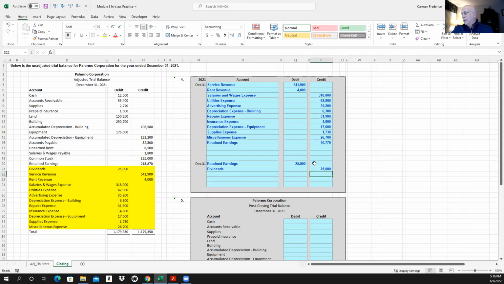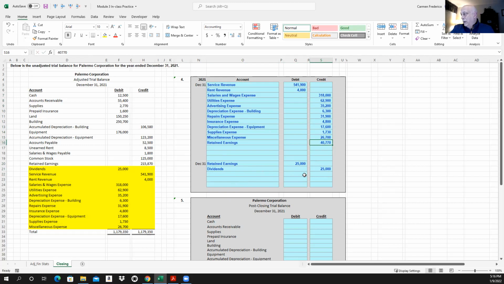So there are our two journal entries. The first one is to close out our revenues and expenses to retained earnings. And the next one is to close out our dividends to retained earnings. Okay, so we see our two entries that we have here.